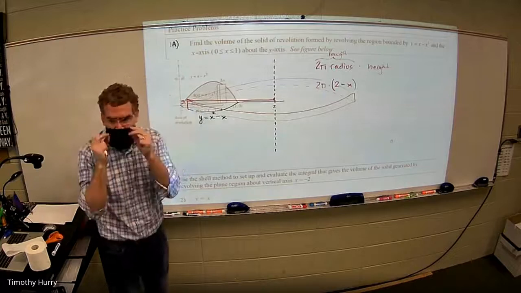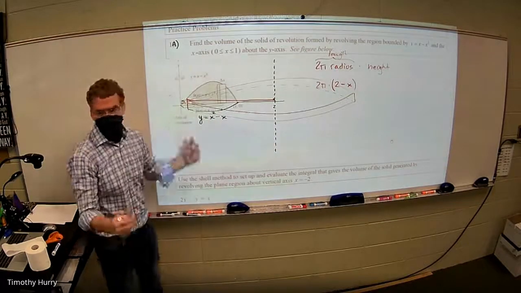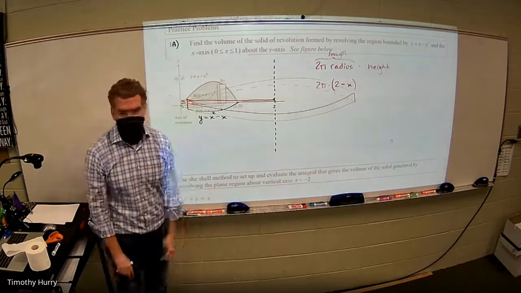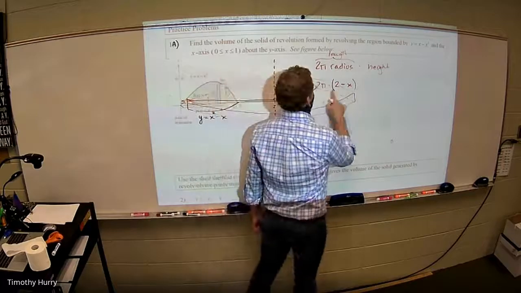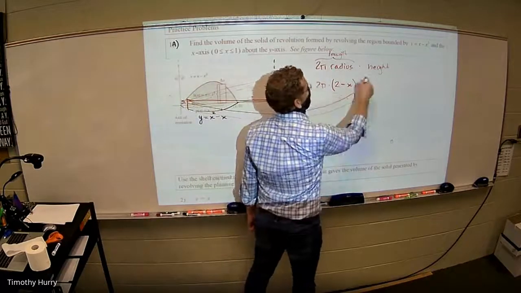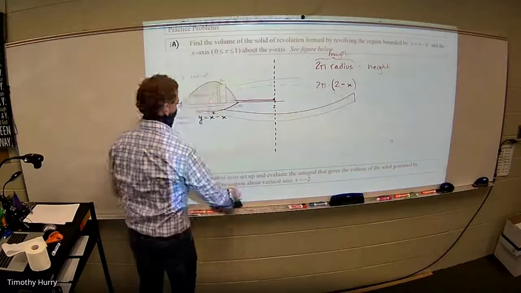But you don't have to overly think about it. Axis on the right, 2 minus x. Axis on the left, x minus 2. Every time. Are you tracking with me? So here we go, 2 minus x. And then I'm going to go over there and ask, what's the height? How do I find the heights of each of these right here?